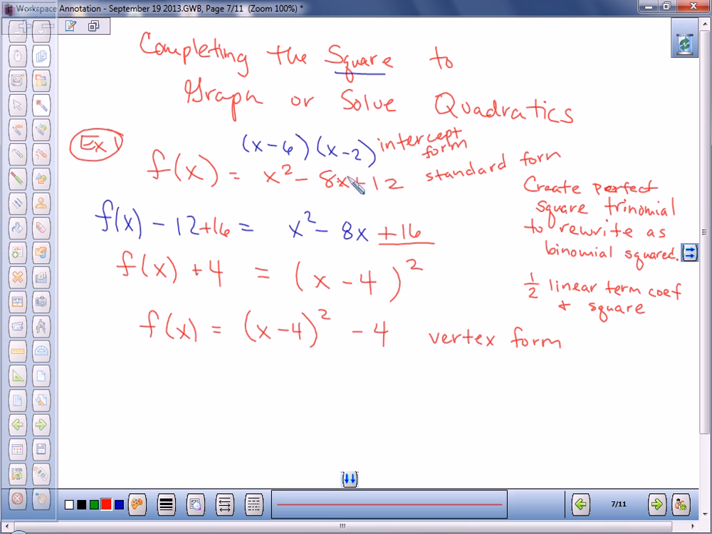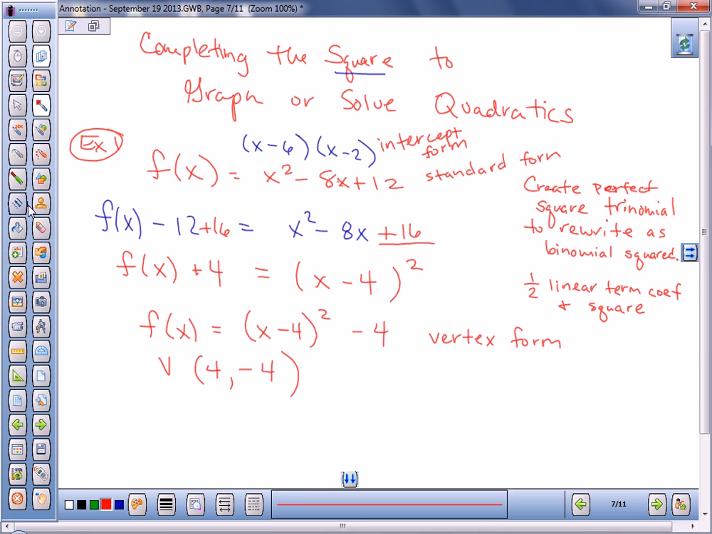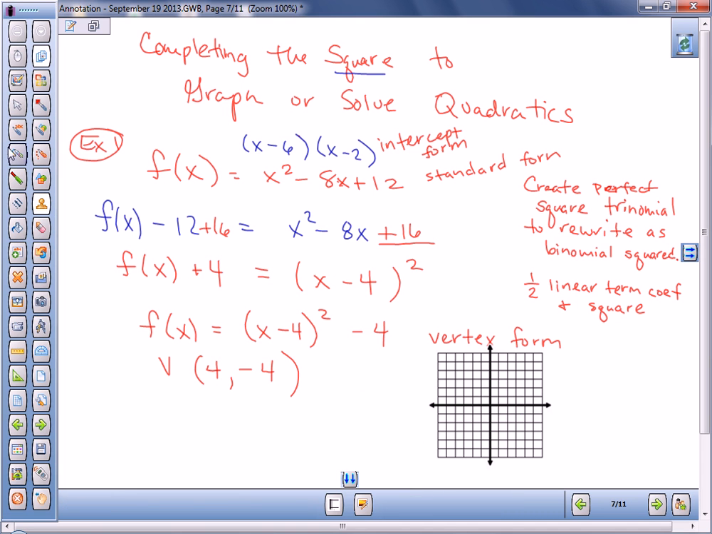So when it's in vertex form, it's really easy to see the vertex. The vertex is always the opposite of this, and what's added to the end stays the same. So the vertex is located at 4, negative 4. And if we were to graph this, we would come over to 4, down to negative 4.